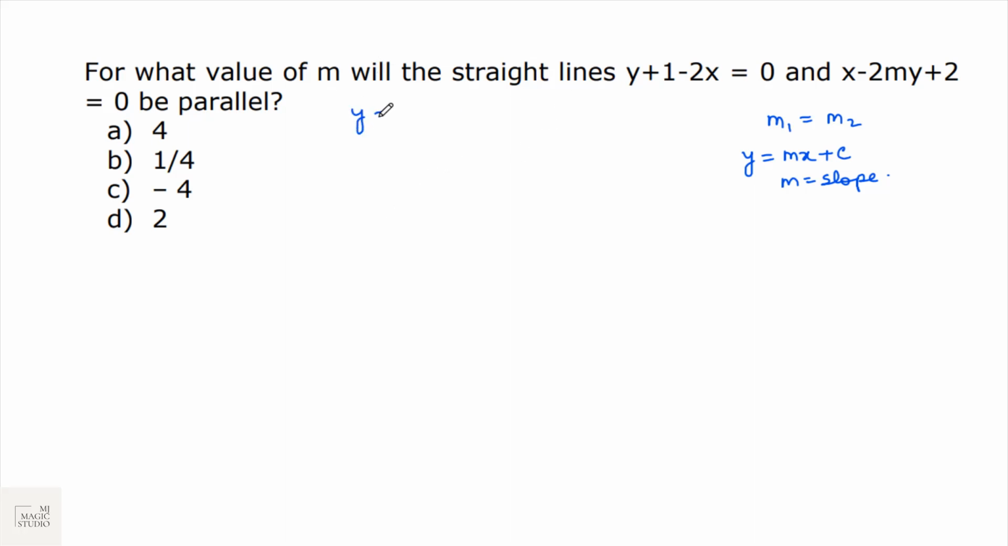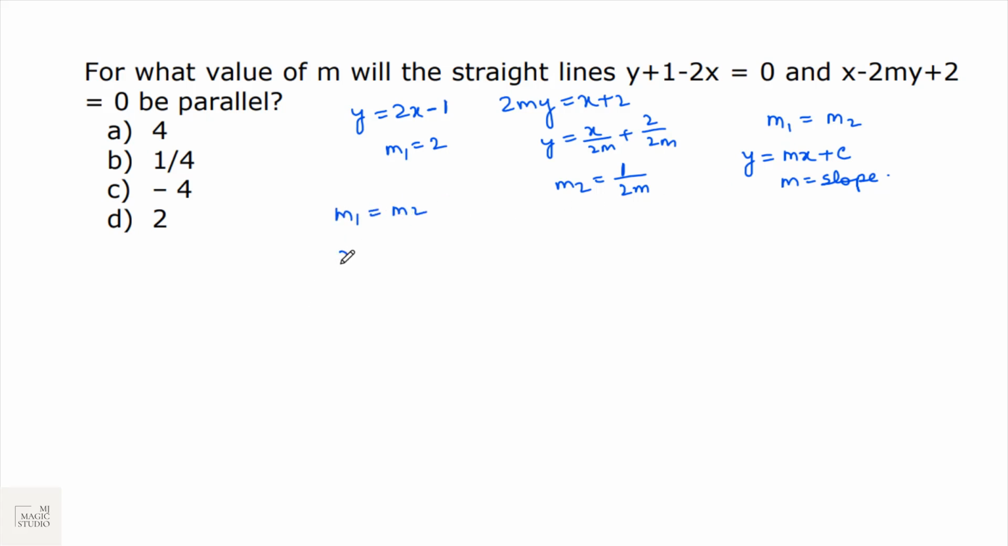So the first line is y equals 2x minus 1. That means m1 is equal to 2. And the second one is 2my equals x plus 2. So y is x by 2m plus 2 by 2m. So in this case, m2 is equal to 1 by 2m. Now since both the lines are parallel to each other, m1 should be equal to m2, the slopes should be equal. 2 equals 1 by 2m, therefore m is equal to 1 by 4. That we can see in option number B.